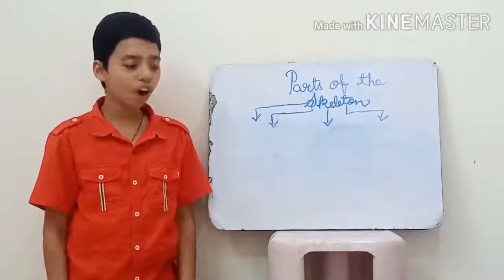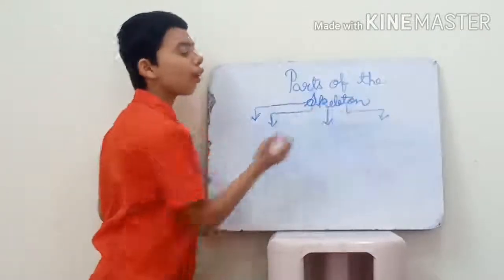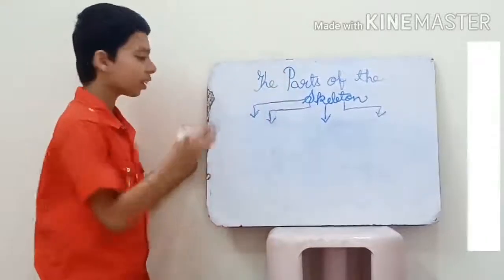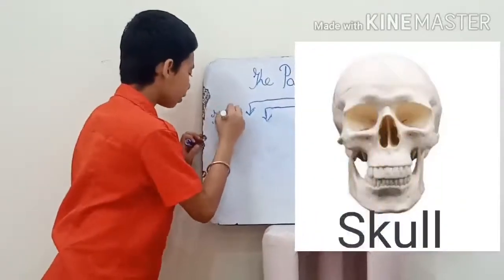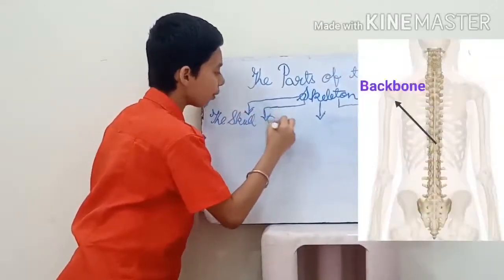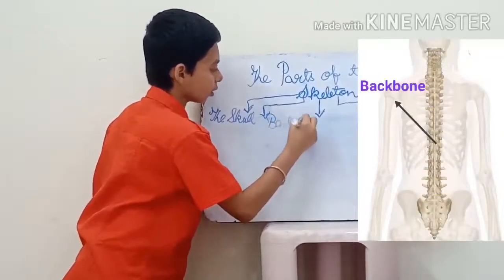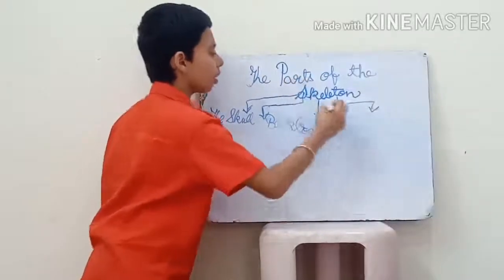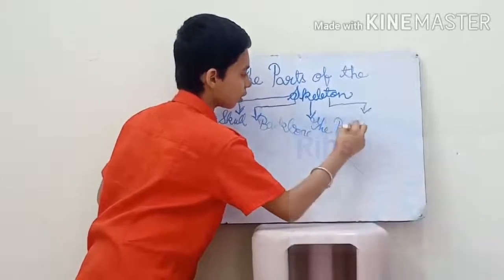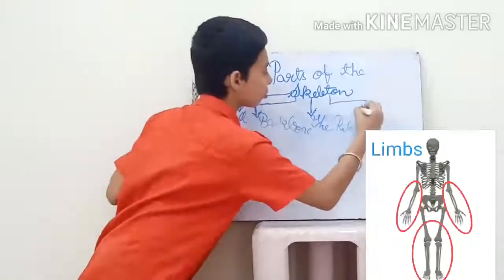Now let's know about the parts of the skeleton. They are the skull, backbone, the ribs and the limbs.